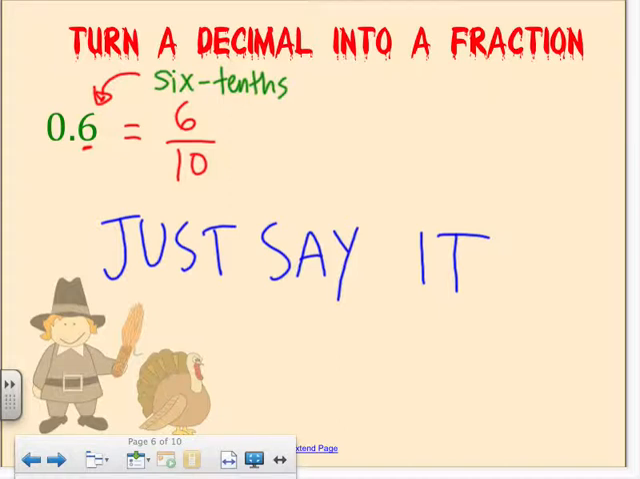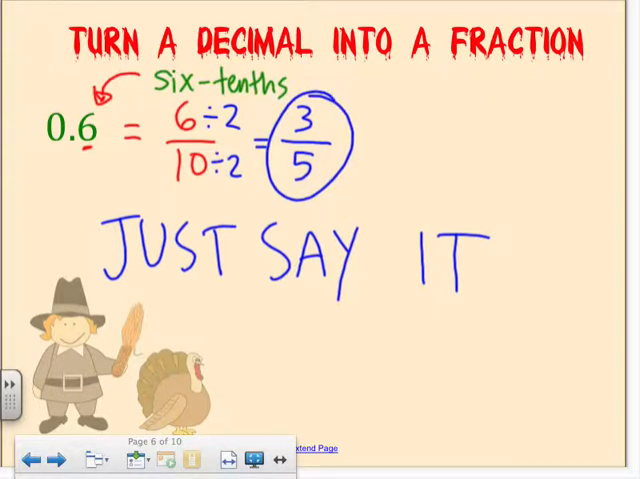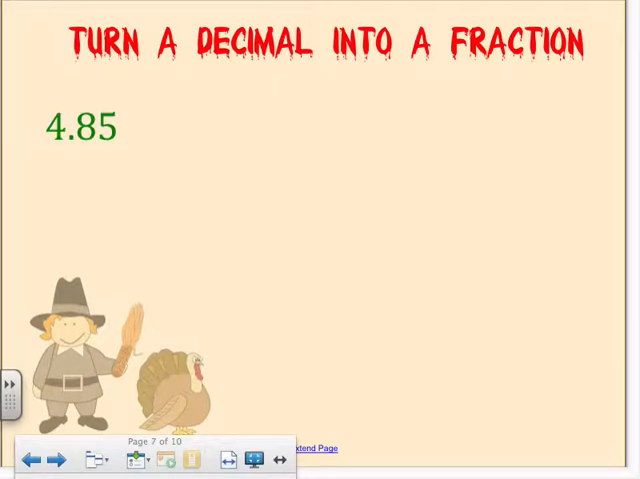Once you get your fraction, the only other step you have is to simplify it. So look for common factors that both the numerator and denominator can be divided by, and then you have your final answer, okay? If you're not sure of place values, another trick is for each one place value you'll have a 0 in the denominator. So go ahead and pause it, try this one on your own, turn it into a fraction and simplify it.